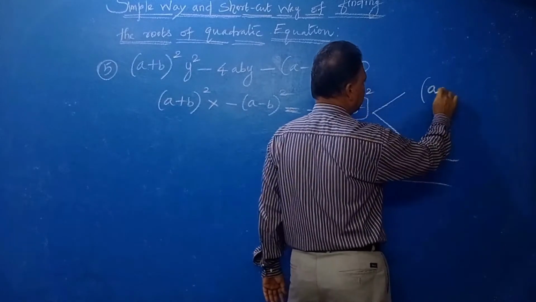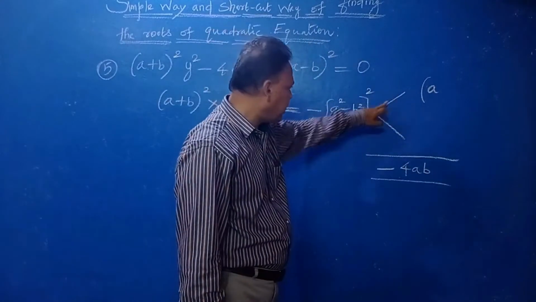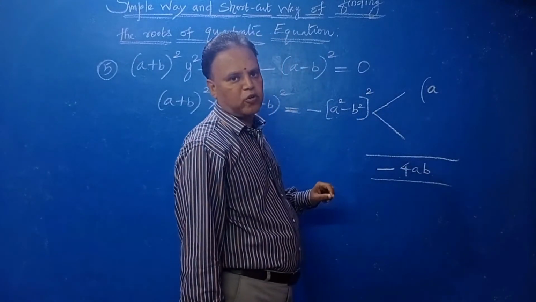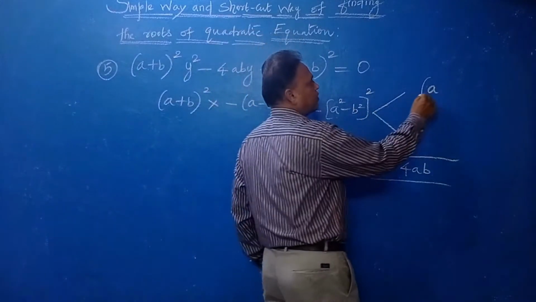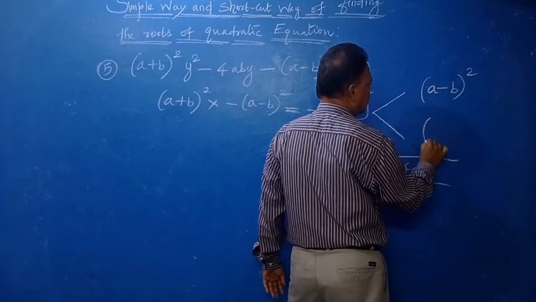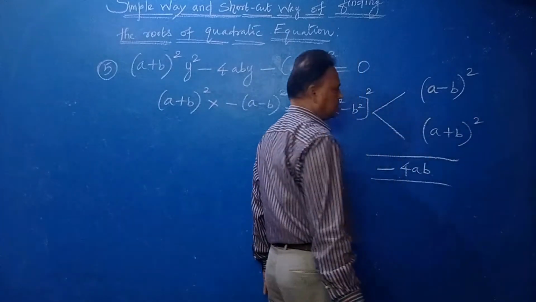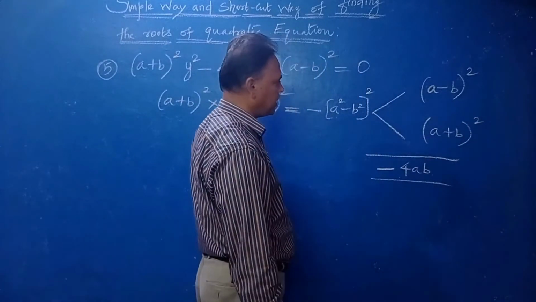(a+b)² you can take. You have to split into two factors. First you take (a−b)², and here (a+b)². You take (a+b)².